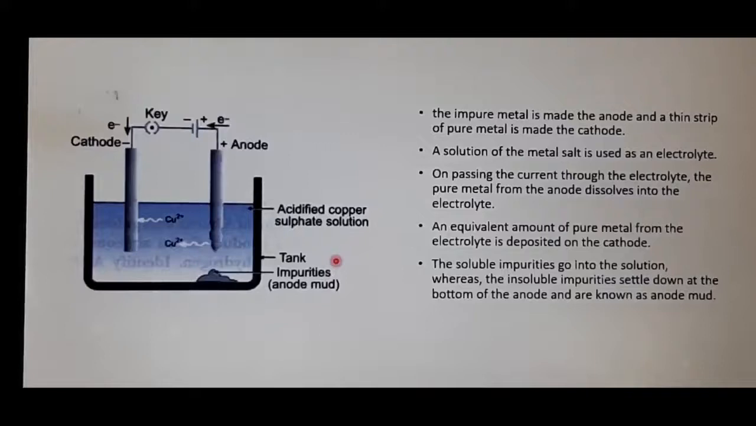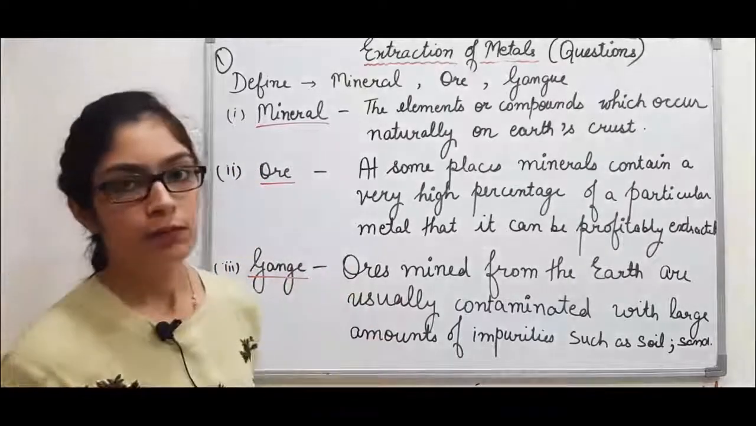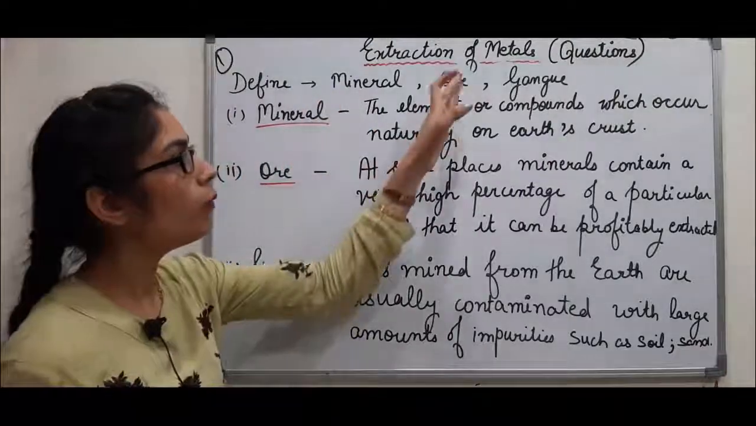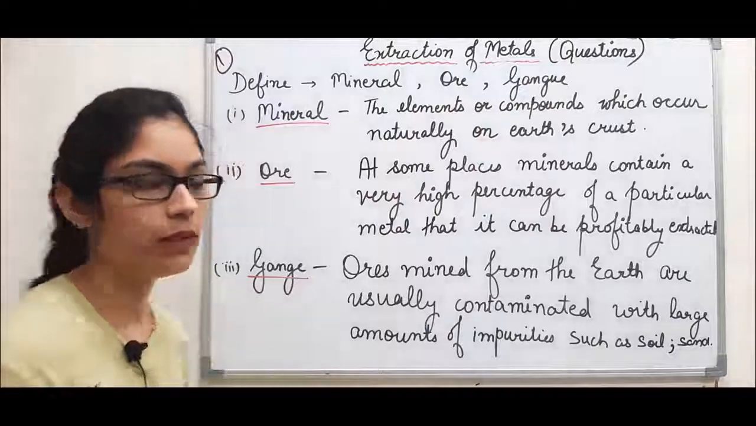Now let's do the related questions of this topic. These questions are the textbook questions. The first one is: define mineral, ore and gangue. All the definitions we have already done at the starting of the video.